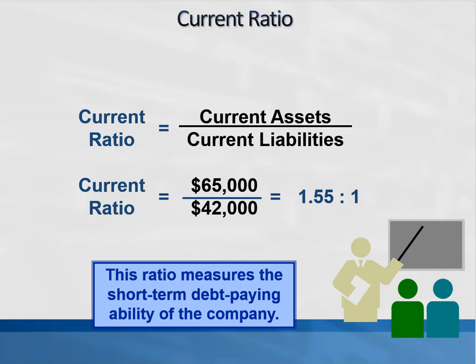Current ratio, this is perhaps the most significant measure of a company's ability to pay current obligations. It's simply calculated by dividing the current assets by the current liabilities. And you can see here in this example, we've got a ratio of 1.55 to 1. That means for every dollar of current liability that the company has, they have $1.55 in current assets to pay that obligation. So typically the rule of thumb is we want at least $1.50 in current assets to pay every dollar in current liabilities. 2 to 1 is even better, $2 to every one.